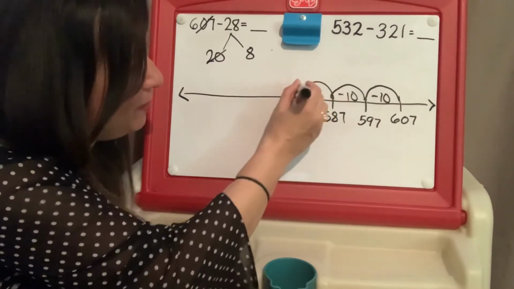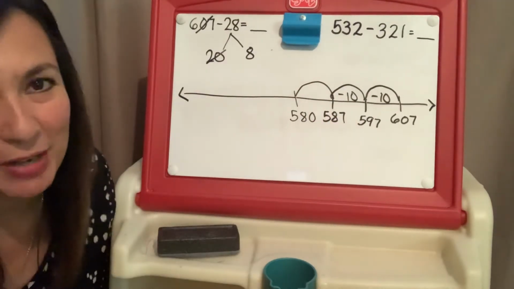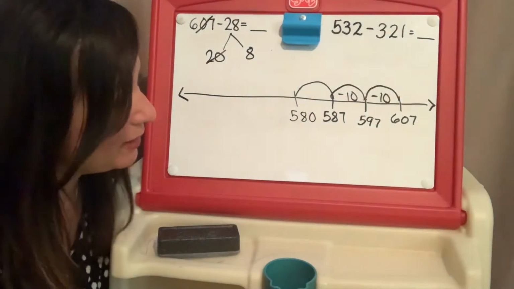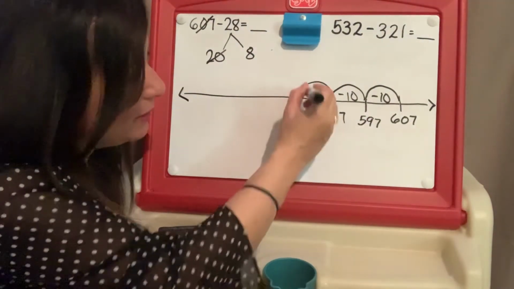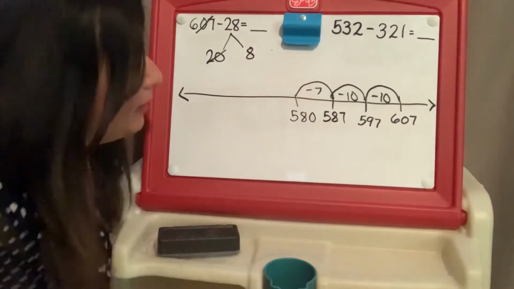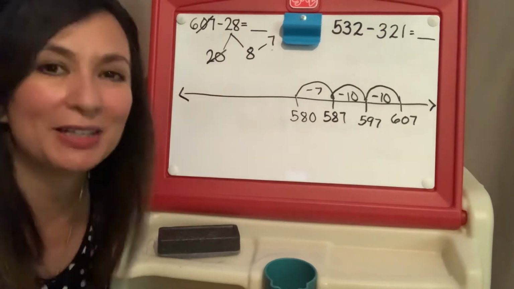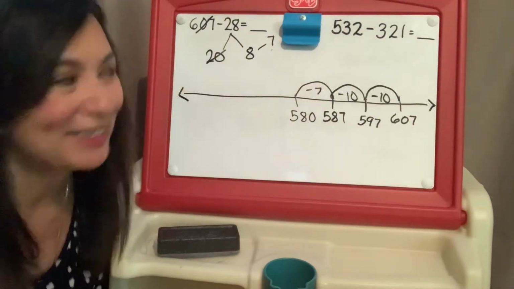I'll draw my jump. How much did I just subtract? Well, what's the distance between 580 and 587? You can say it. 7. So this is subtract 7. Now I've jumped back one part of 8, which is 7. What is the other part? It's 1.